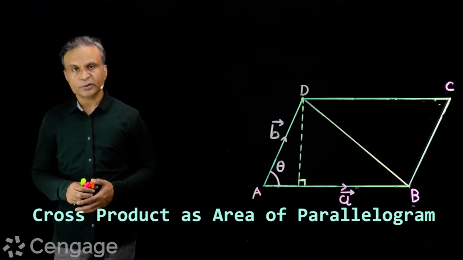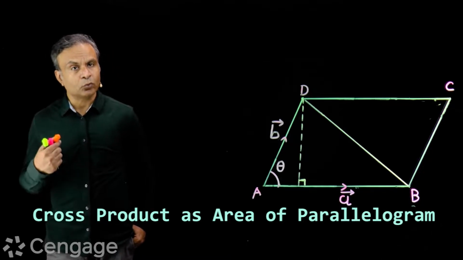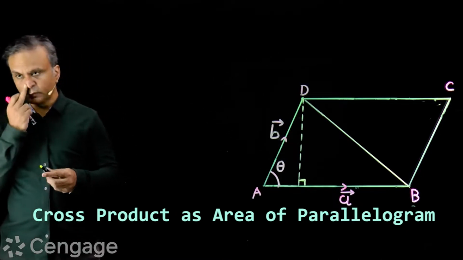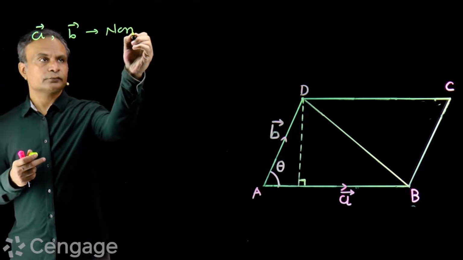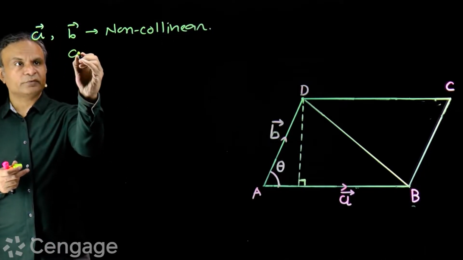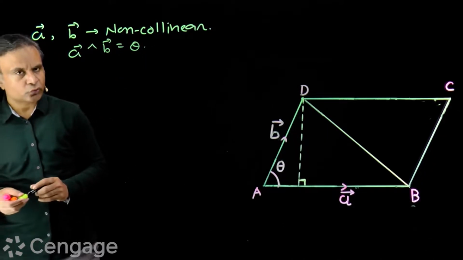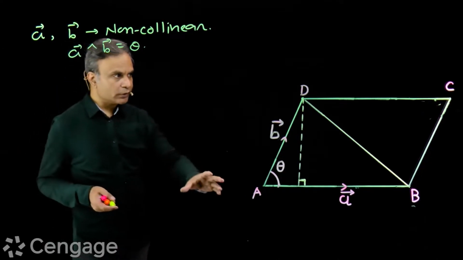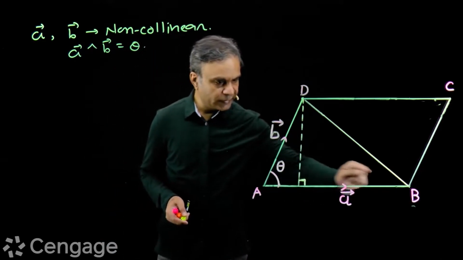Hello students, in this video we will look into the geometrical interpretations of cross product, or more precisely the modulus of cross product. For that, consider two non-collinear vectors A and B. Suppose the angle between vectors A and B is theta. With these two non-collinear vectors, we can construct a parallelogram or triangle. Here we have this parallelogram formed by two non-collinear vectors A and B.